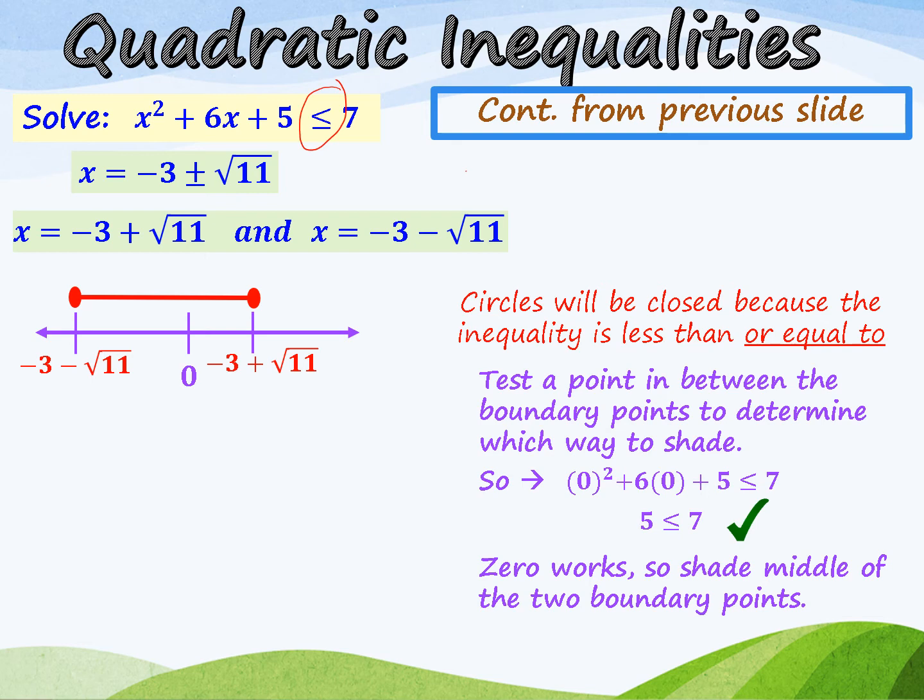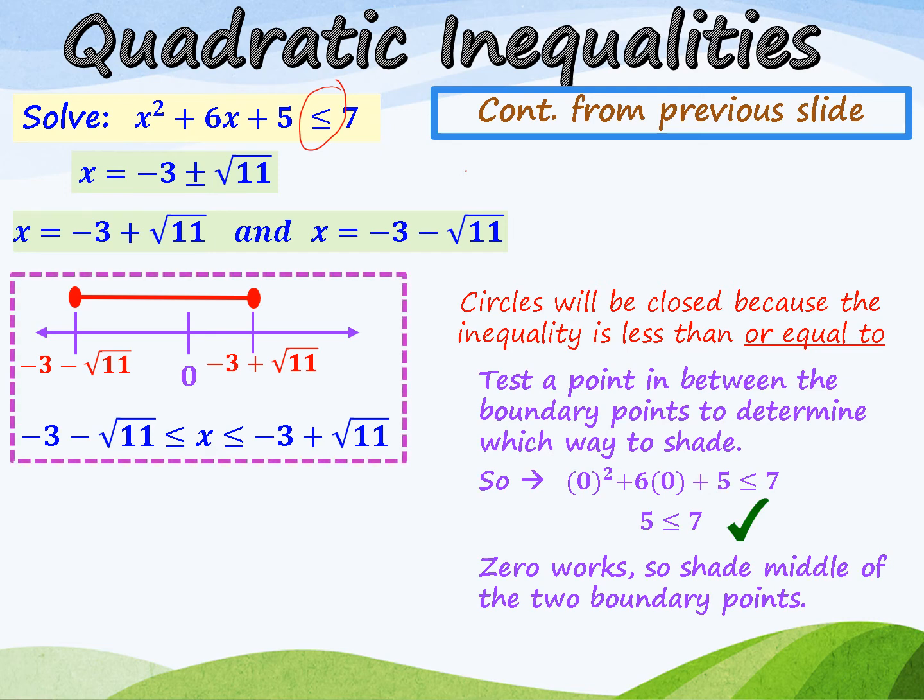So since the shading is in the middle, that means x is going to be in the middle of both of those numbers. So I'm going to say -3 minus the square root of 11 is less than or equal to x is less than or equal to -3 plus the square root of 11. And that is your final answer.